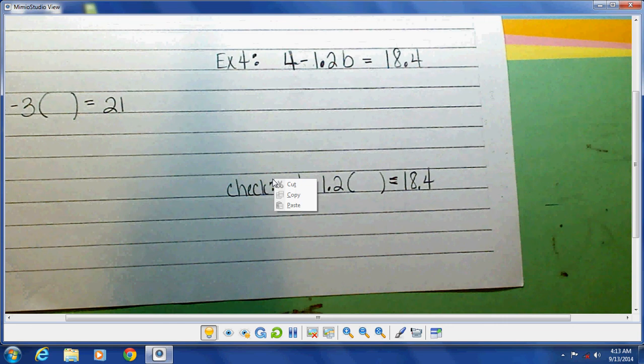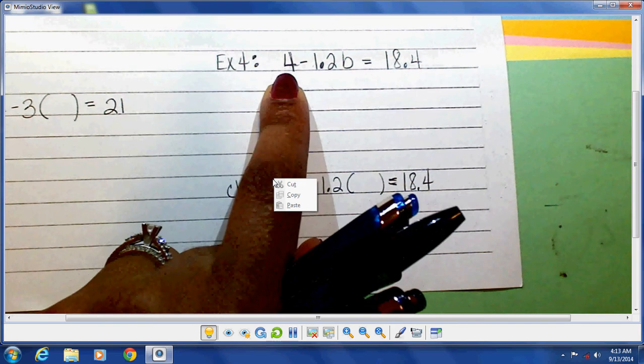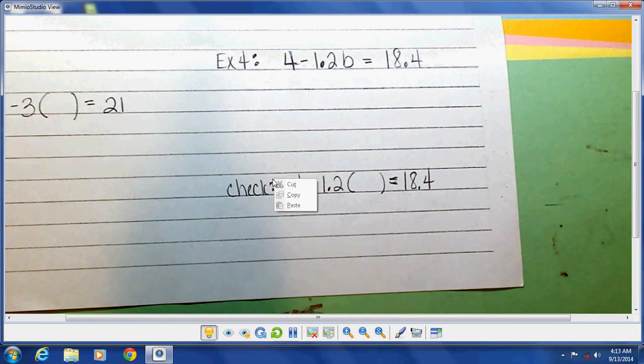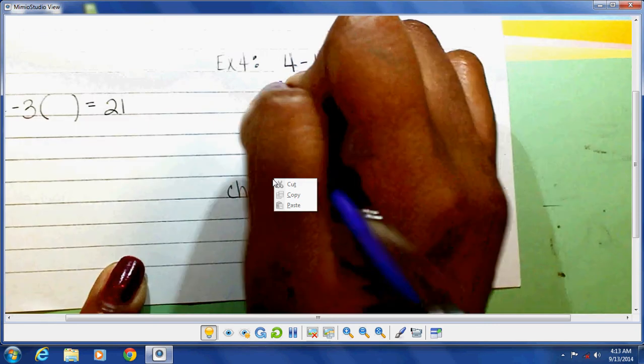So let's see what you should do. We have 4 minus 1 and 2/10 b. So technically, this 4 is really being added to negative 1 and 2/10 b because it's a positive 4. And remember, we want to remove that away from our variable, so therefore it needs to go to the other side. So to do that, we're going to subtract.